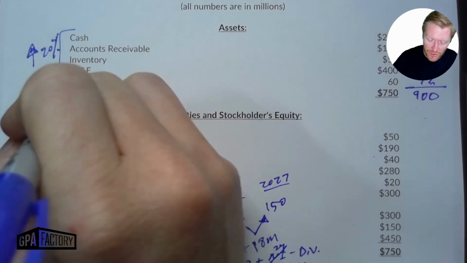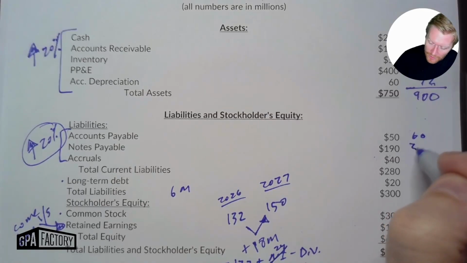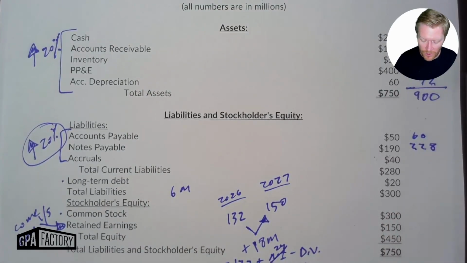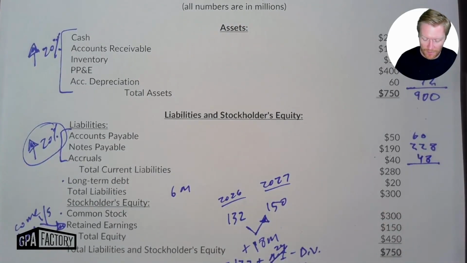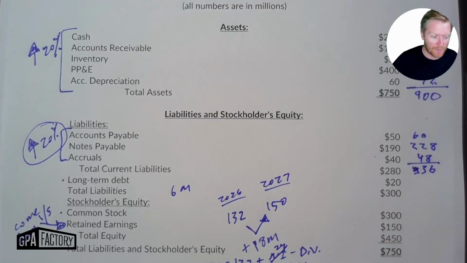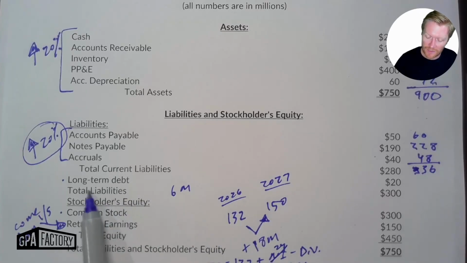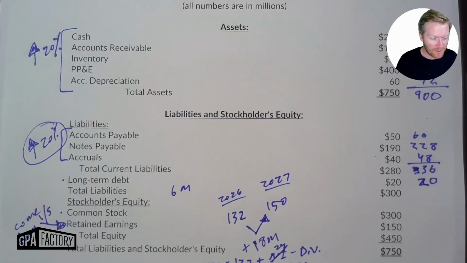Total liabilities, we're going to do very similarly for our accounts payable, notes payable, and accruals. So we'd have 50 times 1.2 is 60. 190 times 1.2 is 228. And then 40 times 1.2 is 48. So we get total current liabilities of 60 plus 228 plus 48. Hopefully this is starting to make sense, that this isn't too difficult. The conceptual understanding here is not bad, but we just have to be careful that we're not making any simple mistakes.